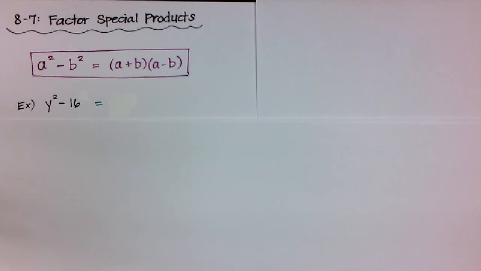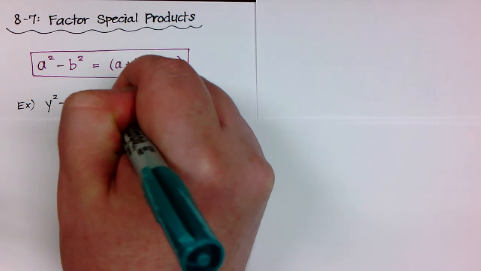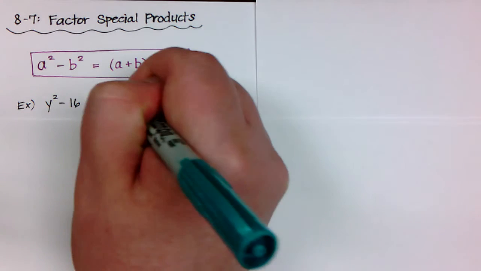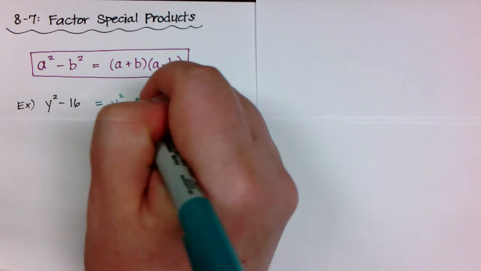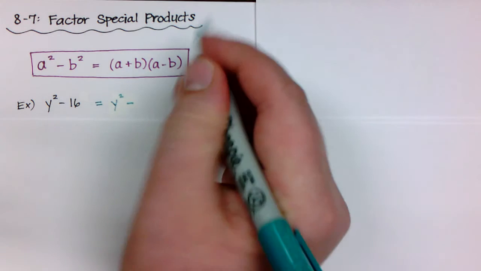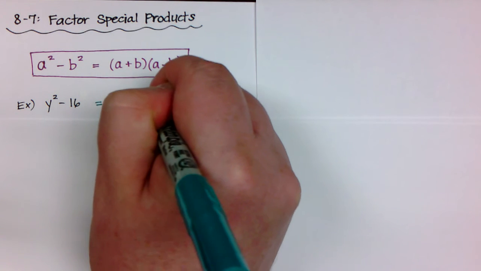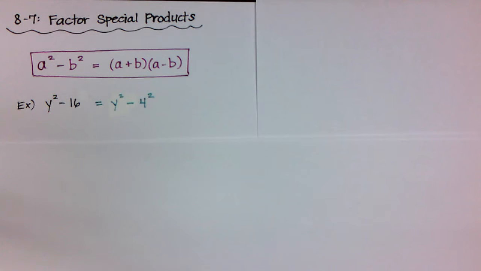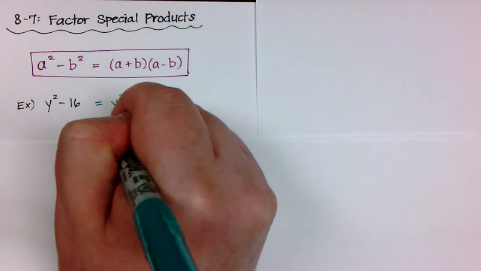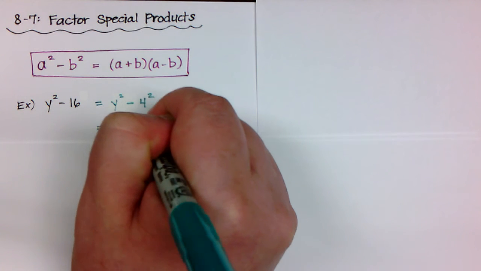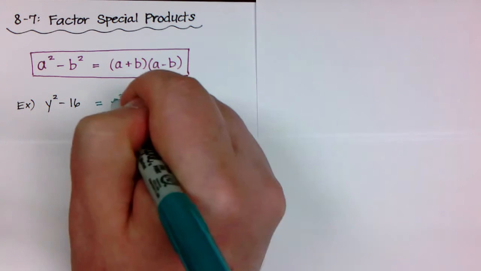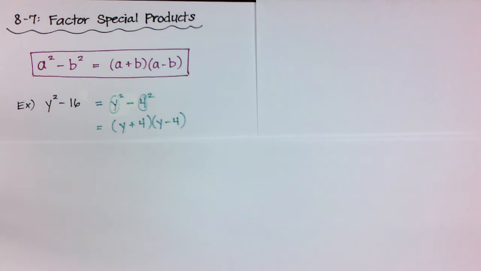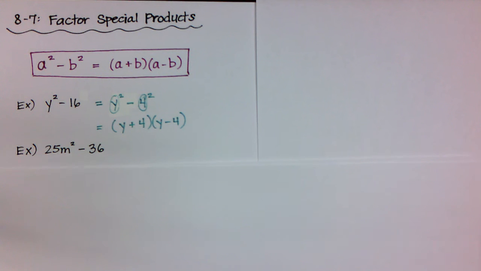Right here I have y squared minus 16. At the very beginning I can see that the first term, that a, is just y times y, which would be the y squared. Minus, how do I get 16? Well, that's the same as 4 squared. So really, when I'm factoring this, I can write it as (y plus 4) times (y minus 4), because this y right here is the a, and this right here is the b. Awesome. Let's move on to our next example.